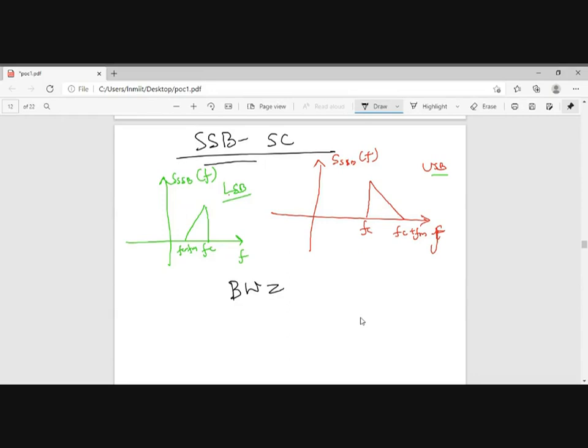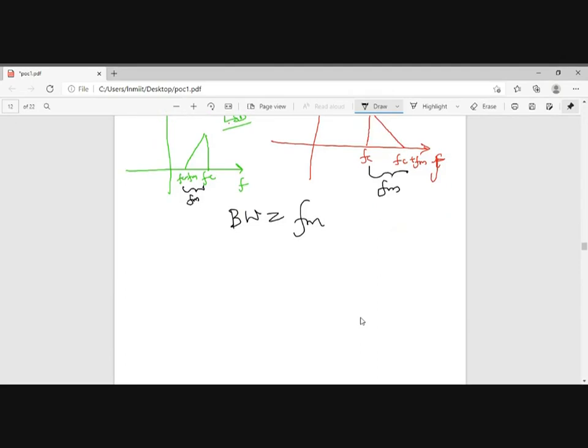What will be the bandwidth of FM, these two signals? What will be the bandwidth? FM, FM. Look, from here to here is FM, and from here to here is also FM. Whether you do FC minus FM or FC plus FM, you see FM here and FM here. So that means if we are going for SSB-SC, we are saving the spectrum.